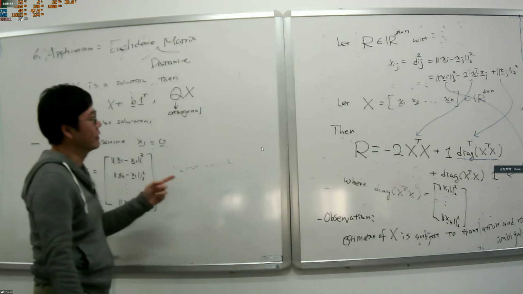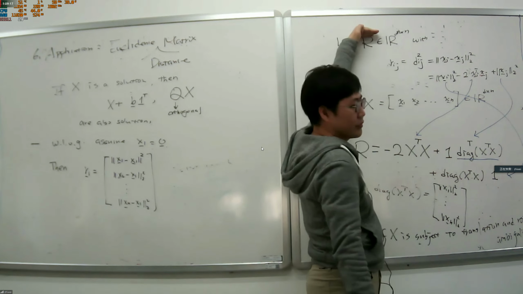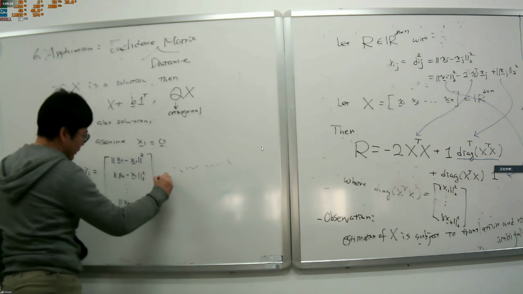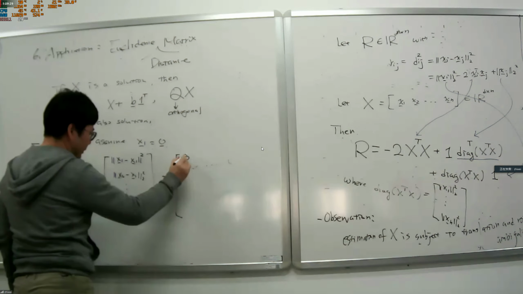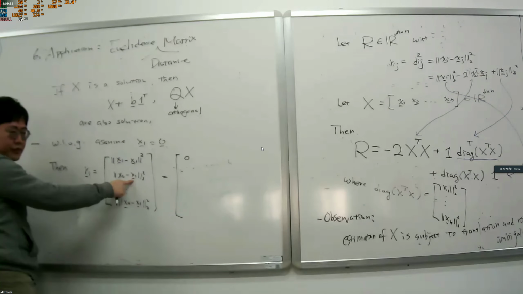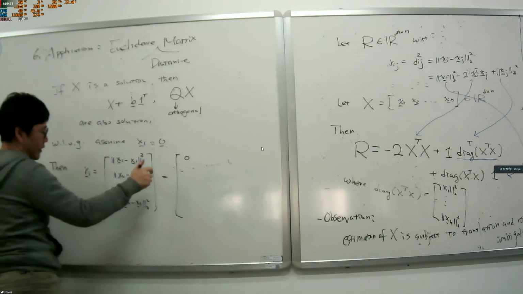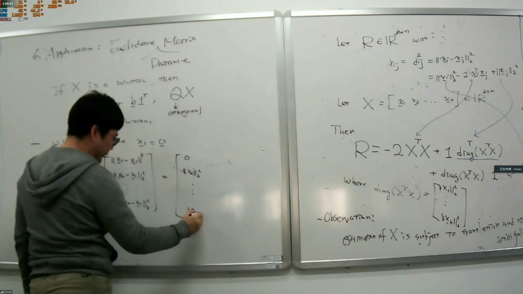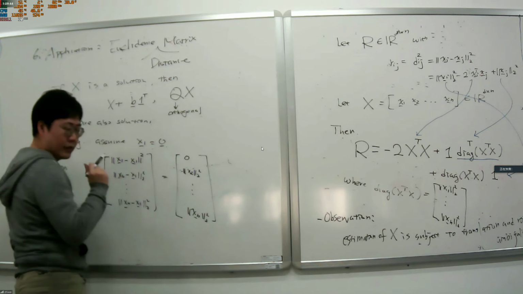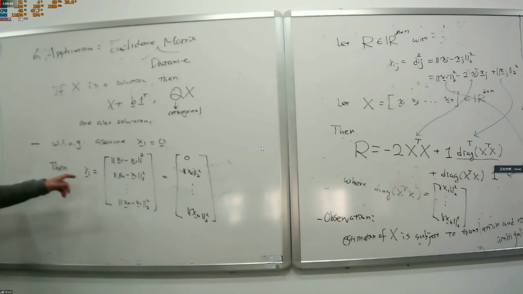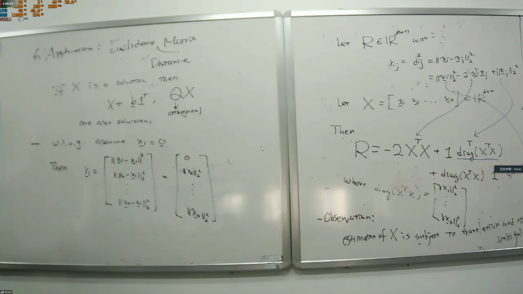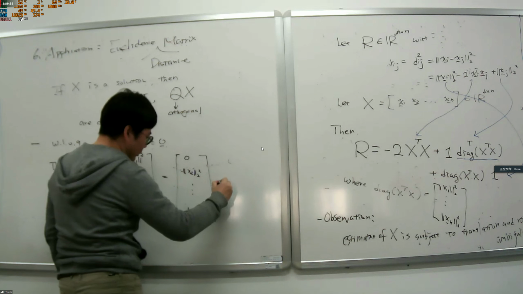So R1 is also the first column, first row of capital R. The first entry will be 0, because without loss of generality we assume x1 is 0, then this is x2 norm square, and here will be xn norm square. R1 is known, because R is a given distance.